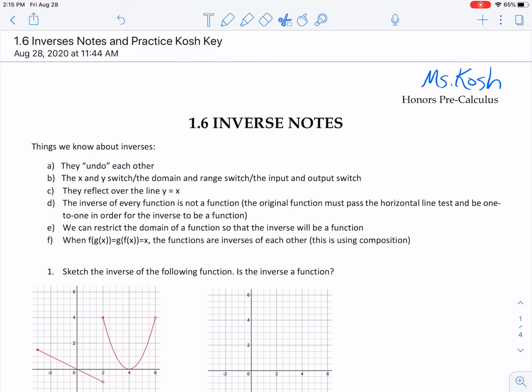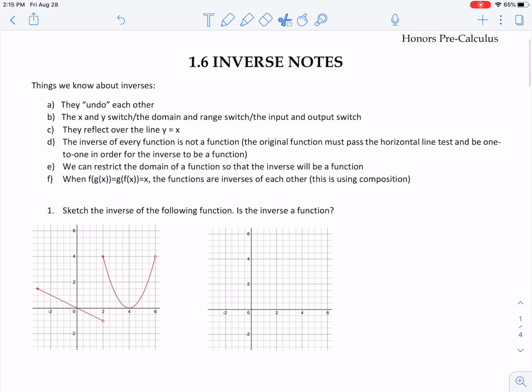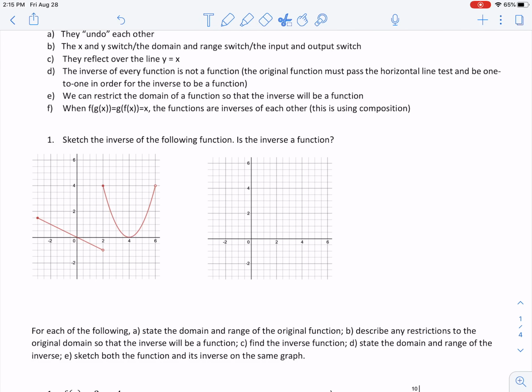So, getting started here, the next thing, the x and the y switch, and so the domain and the range switch. Inverse functions are also reflected over the line y equals x, which is roughly, pretend I can draw, something like that. So the inverse should be a reflection over that particular line.